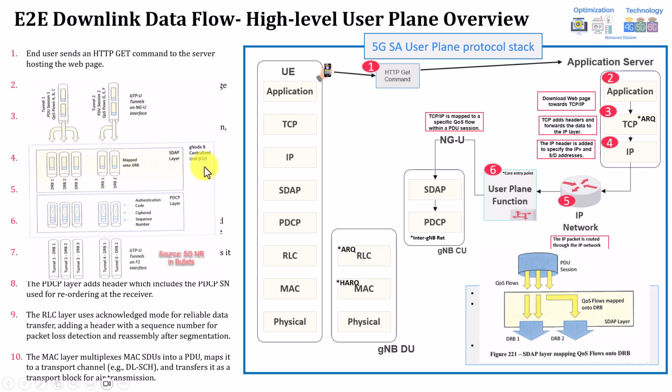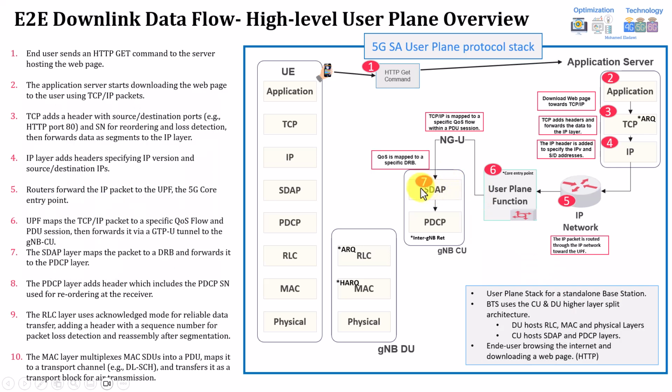So the SDAP layer will tell them, this quality of service A needs to be mapped to DRB1, B needs to be DRB2, and C needs to be DRB3, and so on, as you can see here, and also on the bottom right here. So again, this is the main responsibility of the SDAP layer: to map the quality of service into a specific data radio bearer.